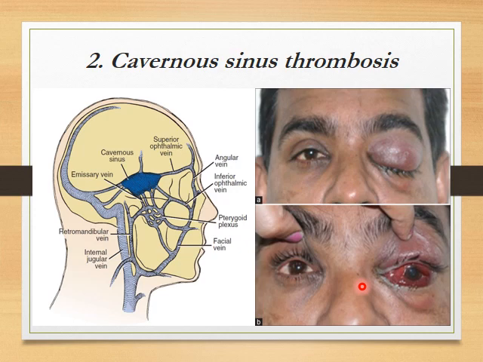These eye symptoms will start in one eye and then spread to the other eye within 24 to 48 hours. Other symptoms may include fever, headache, seizures. One of its complications is meningitis and also sepsis. So as I say, this is a dangerous infection. If any patient presents to your clinic with these signs and symptoms, you should immediately hospitalize the patient and refer him to a maxillofacial specialist.